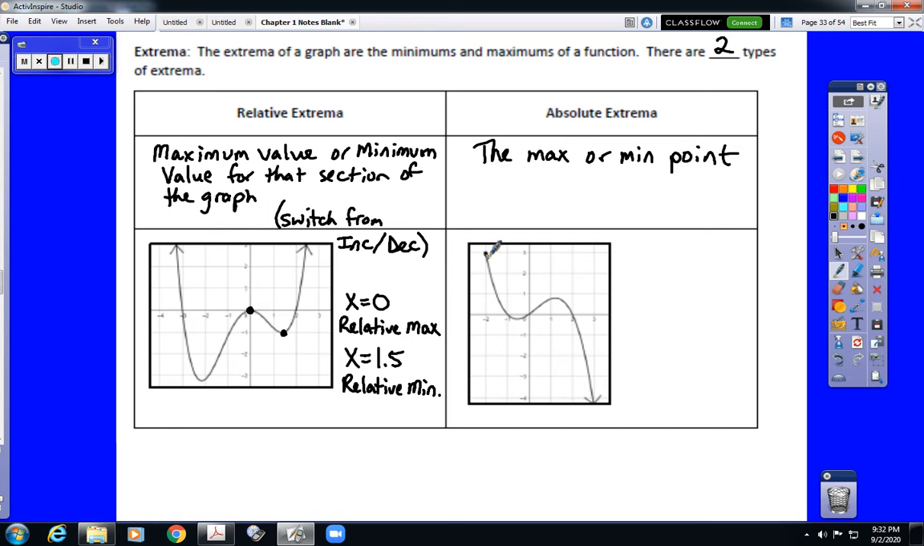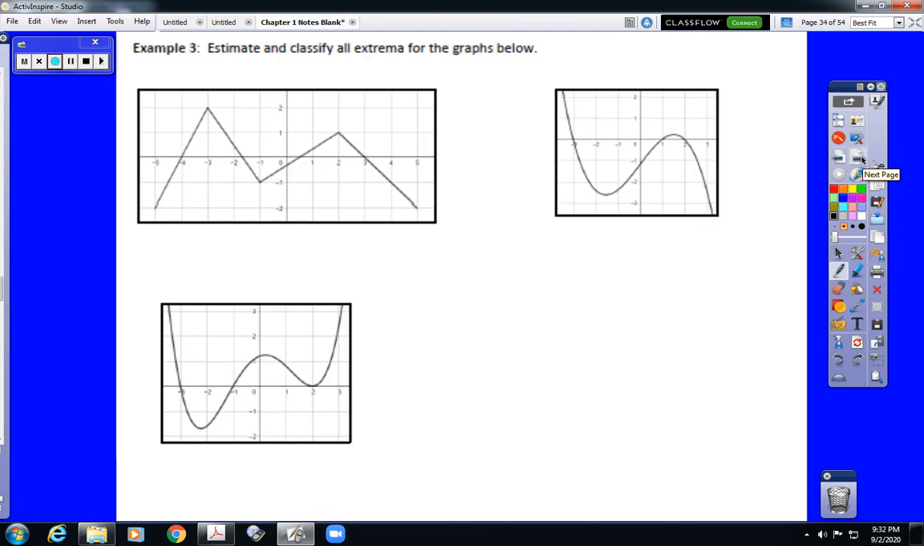In fact, this graph has an absolute max up here at x equals -2, but it doesn't have an absolute minimum, because there is no value lower than -infinity where the graph is headed on the left end. Okay? So we're going to look at some graphs. We're going to estimate the maximum and minimum values, and we're going to classify those maximum and minimum values as either being relative or absolute.